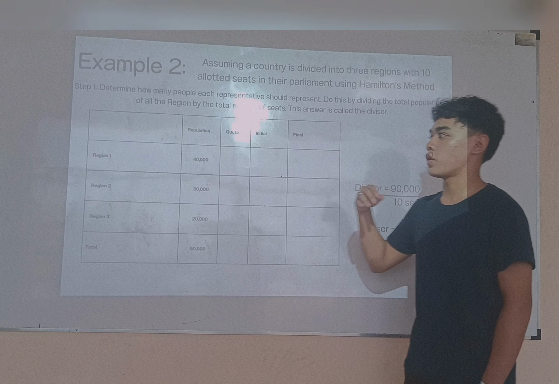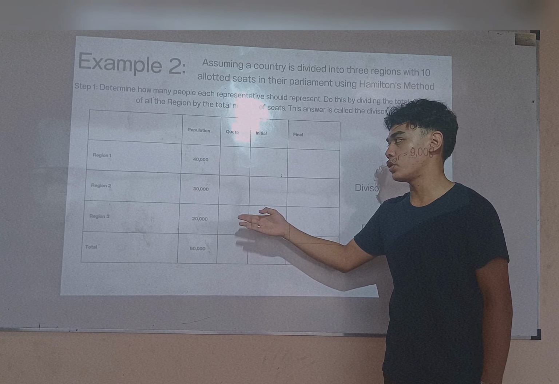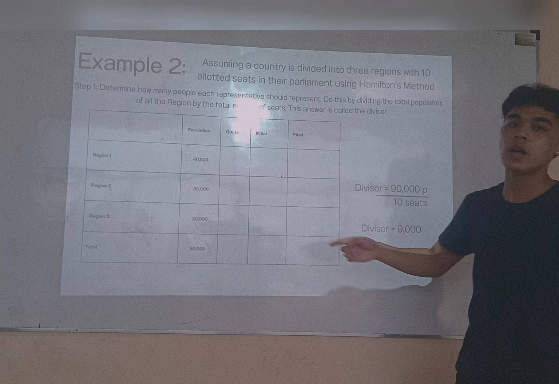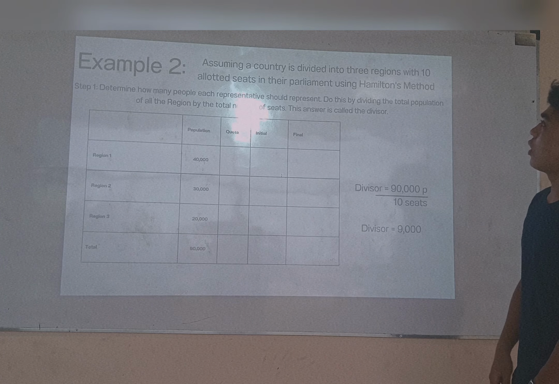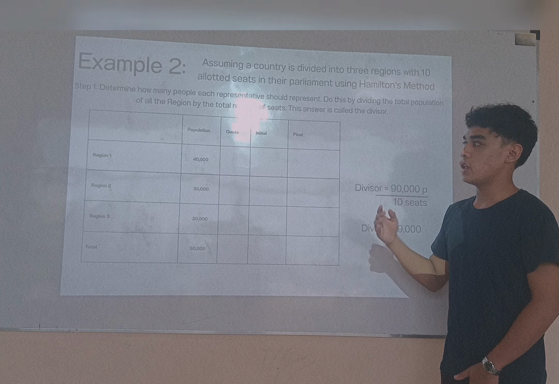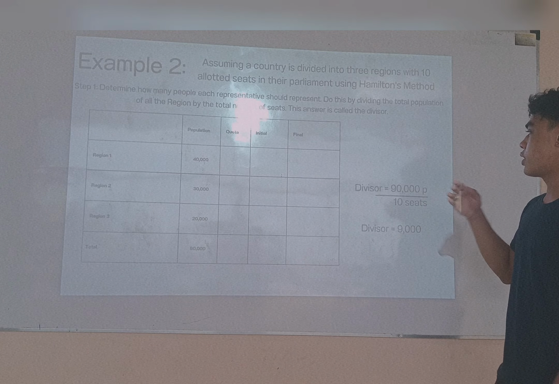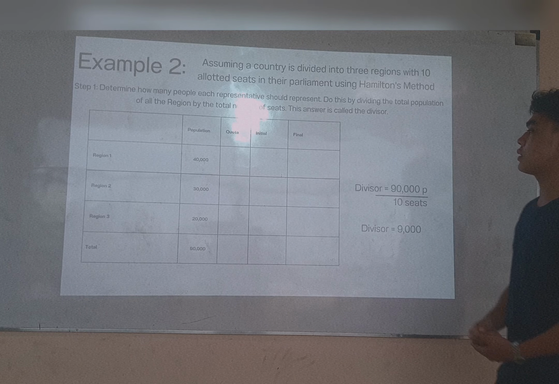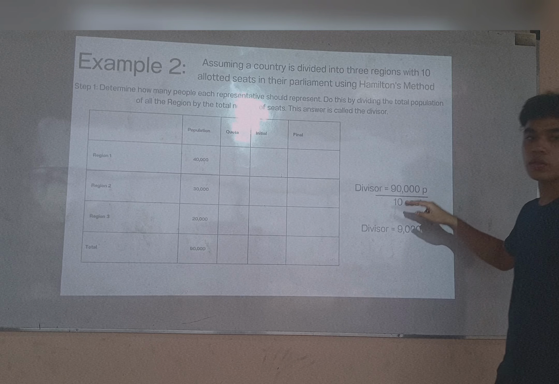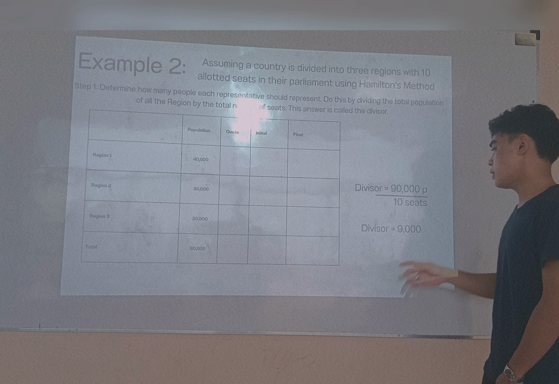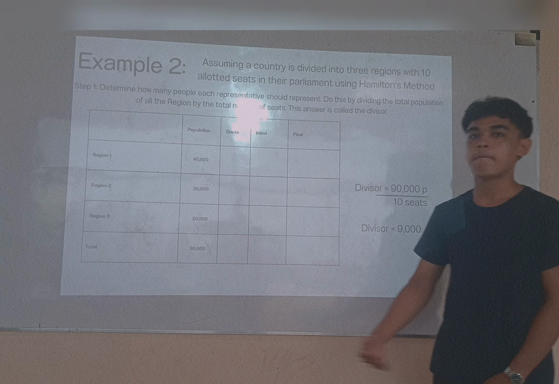Our population for region 1 is 40,000, region 2 is 30,000, and region 3 is equal to 30,000. A total of 90,000. So we need to allot 10 seats to each region. So our divisor is equal to the total population over the seats. So 90,000 population over 10 seats will give us the answer of 9,000, and this will be our divisor.